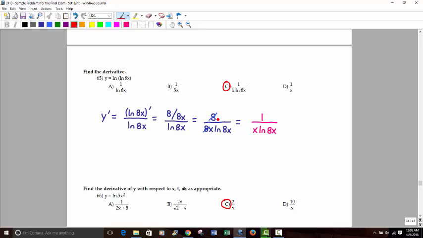But just to make it match that answer, it's not mathematically wrong to leave it as 1 over x on top and then ln of 8x on the bottom. But to match that answer, I dropped this x right here down to the bottom, and the 8's cancel, so it reduces to 1 over x, ln of 8x.